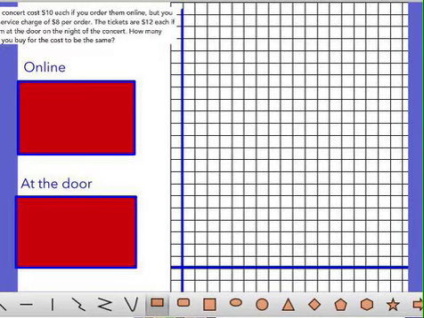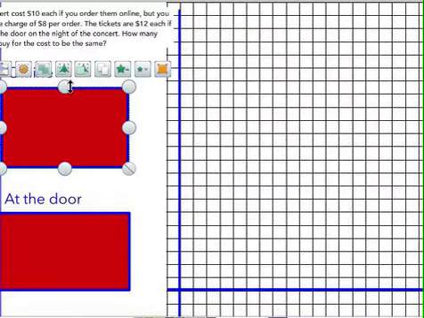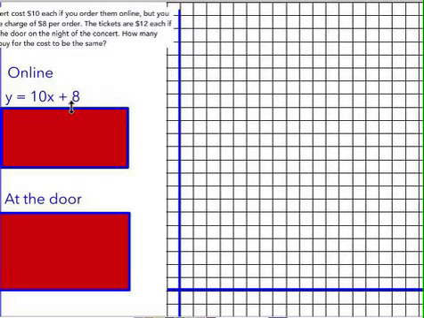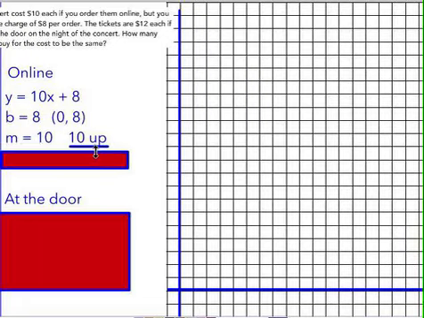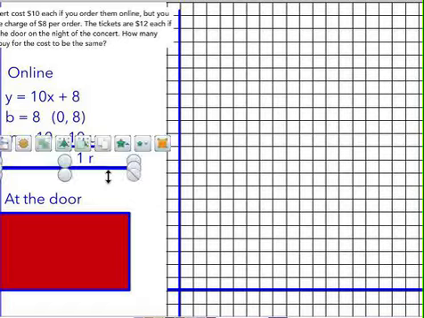Online is $10 for each ticket plus $8 service charge. So our equation will be y equals 10x, because it's $10 per ticket, plus 8 for the service charge. Again, that means our y-intercept is 8, which is 0, 8. And our slope is 10, which means 10 up, 1 to the right.